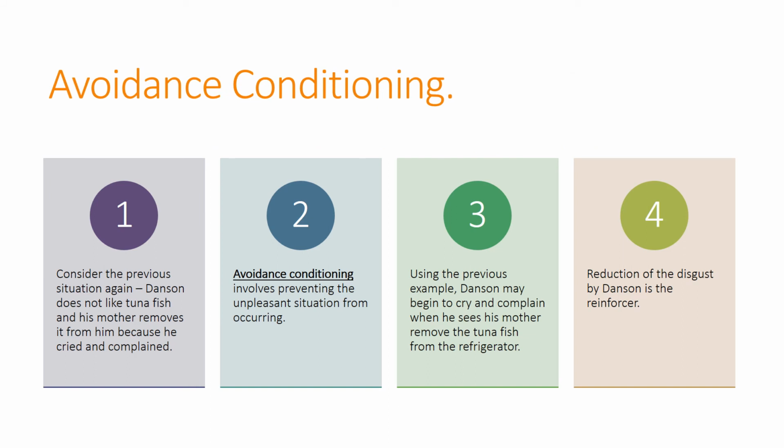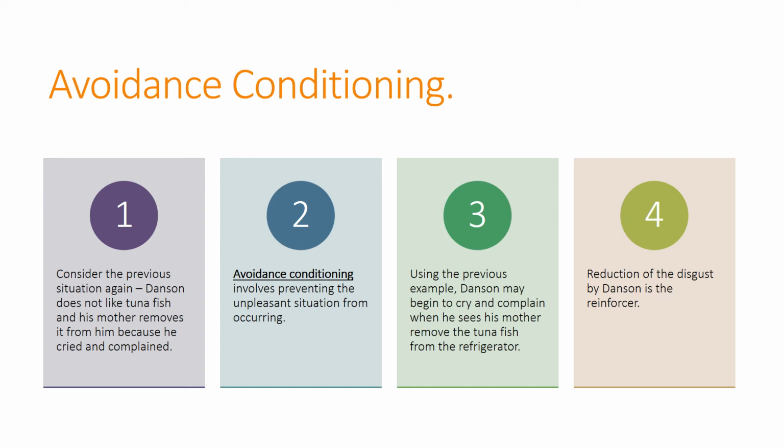So, avoidance conditioning. Consider the previous situation again, where Danson does not like tuna fish and his mother removes it from him because he cried and complained. Avoidance conditioning involves preventing the situation from ever occurring.